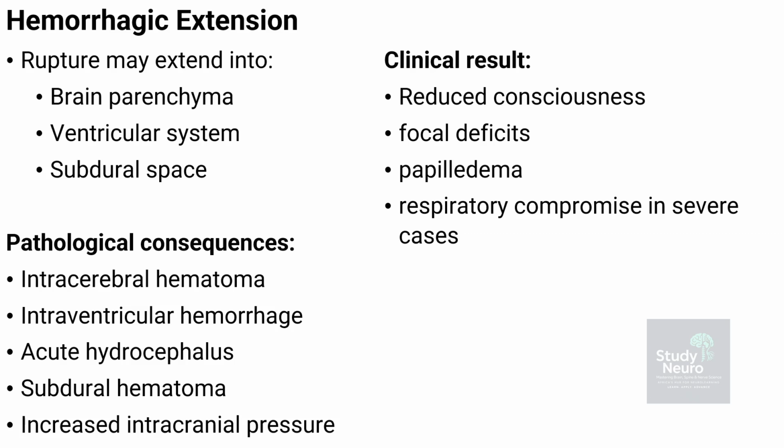Hemorrhage from an aneurysm does not always remain confined to the subarachnoid space. In more severe cases, the rupture can extend into nearby brain tissue, the ventricular system, or even the subdural space. Once blood enters these compartments, it produces several secondary effects. A collection within brain tissue forms an intracerebral hematoma, while entry into the ventricles leads to intraventricular hemorrhage and disruption of cerebrospinal fluid flow. This can quickly progress to acute hydrocephalus, and in some cases, blood may also track into the subdural space. These changes raise intracranial pressure significantly.